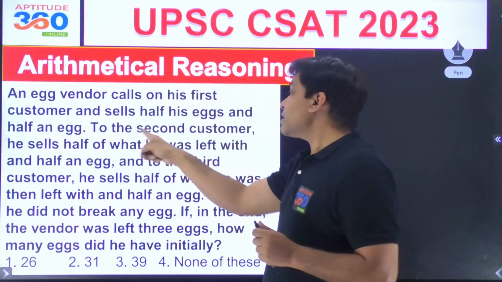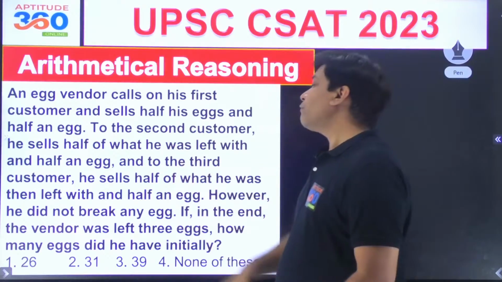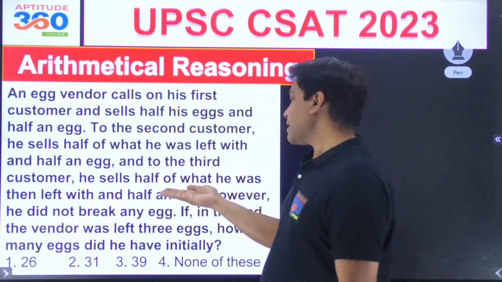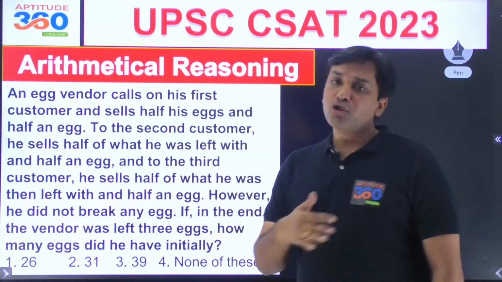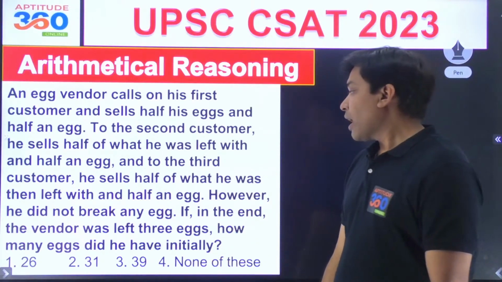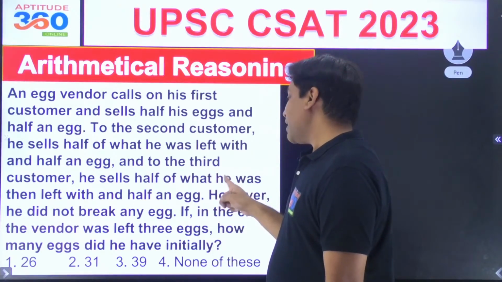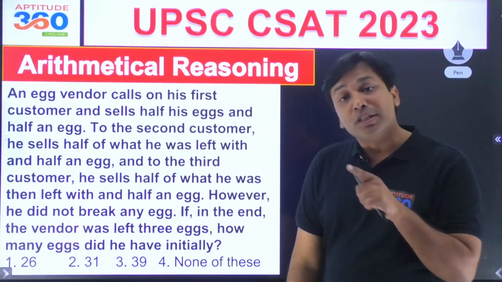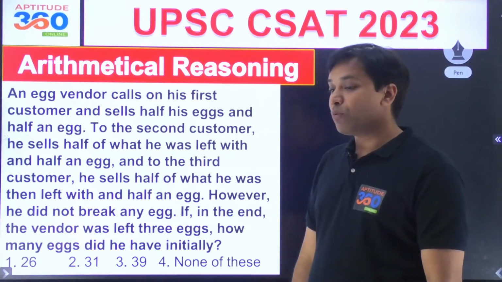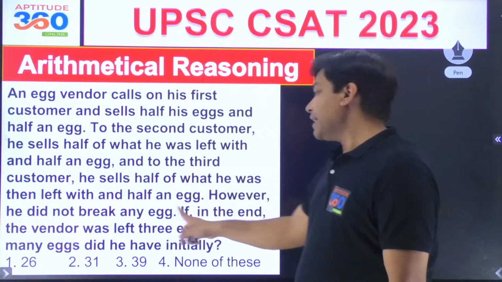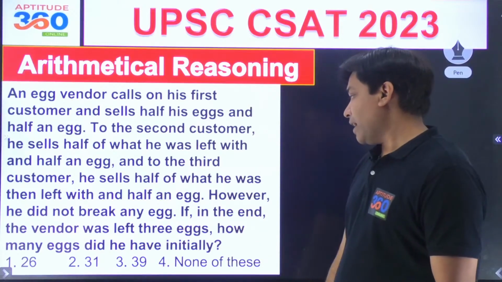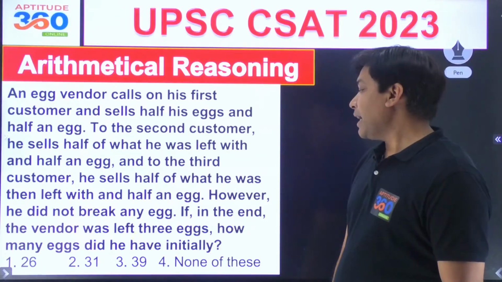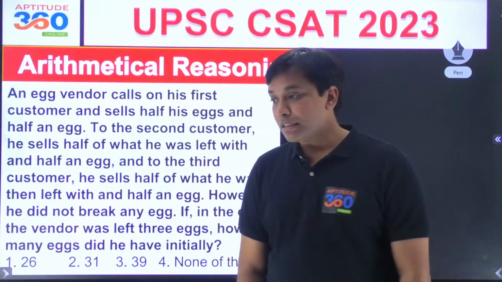And then to the second customer he sells half of what he was left with and half an egg. And to the third customer he sells half of what he has left. So every time he is doing the same, right? And it also tells you that he did not break any egg. So he must not break an egg, and yet he must give half an egg. If in the end the vendor was left with 3 eggs, how many eggs did he have initially?